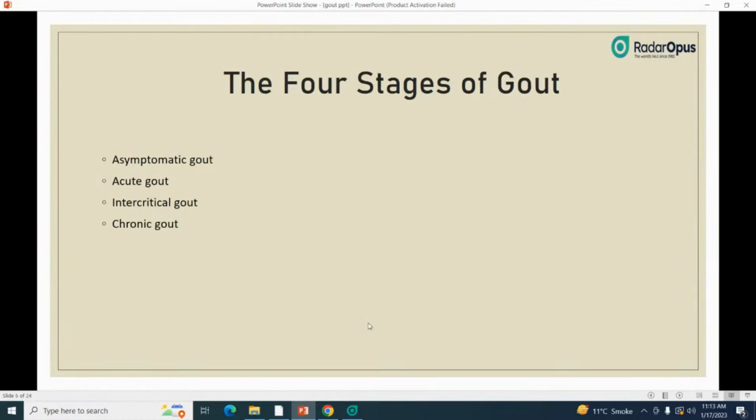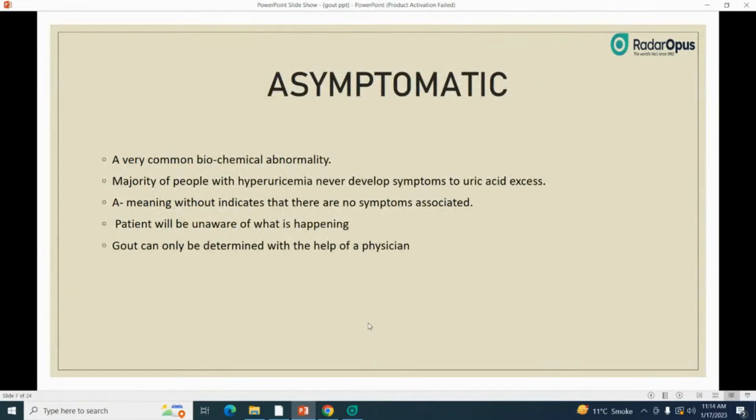Now, the next slide is about the stages, the types of gout. The four stages of gout can be seen: asymptomatic gout, acute gout, intercritical gout, and chronic gout. Now I'm going to start with my first type, that is asymptomatic. Asymptomatic is a very common biochemical abnormality.